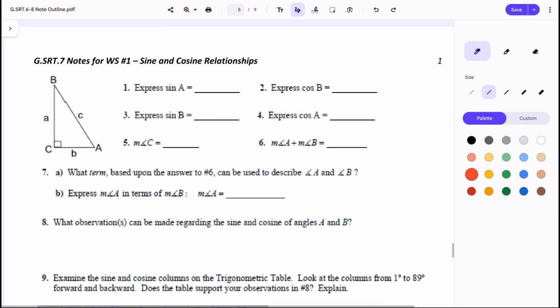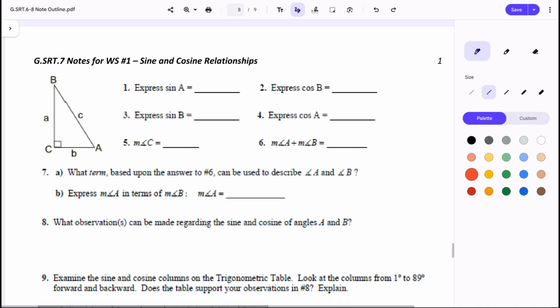All right, for our lesson today, we're going to talk a little bit more about sine and cosine, but specifically I want to go over some of the relationships that sine and cosine have inside of a right triangle. So I want us to just fill out these first couple of questions because it's a little bit of review here, because we're just setting up sine and cosine of different reference angles.